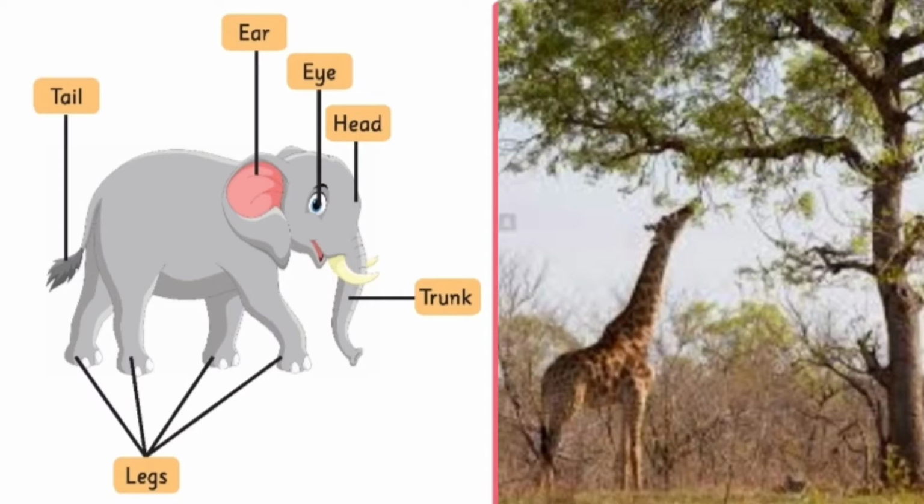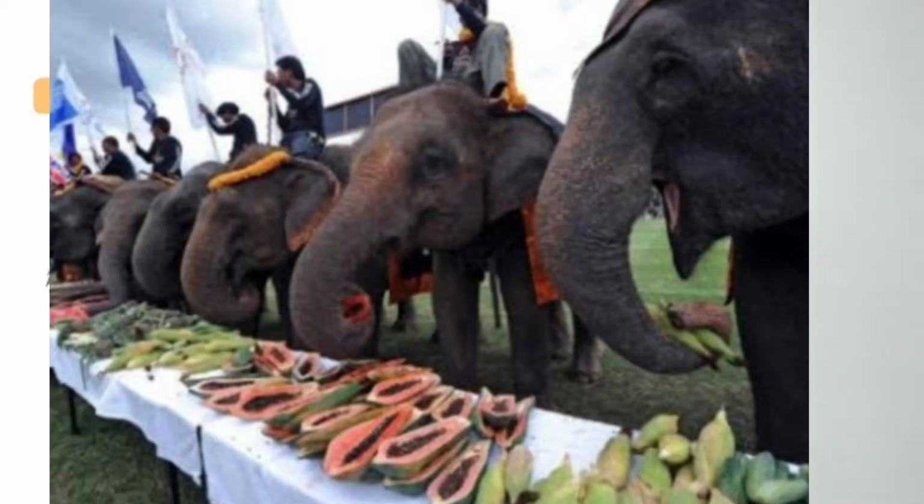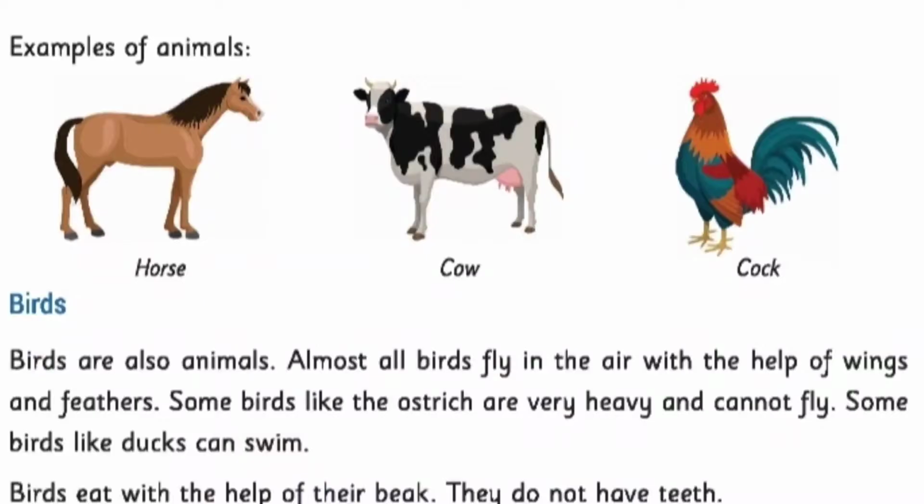And elephants use their trunk to lift their food. അപ്പോൾ എലിഫൻറ്റ്സ് എങ്ങനെയാണ് ഫുഡ് എടുക്കുന്നത്? നമ്മളെല്ലാവരും കണ്ടിട്ടുണ്ട് അല്ലേ? എലിഫൻറ്റ്സ് തുമ്പിക്കൈ യൂസ് ചെയ്തിട്ടാണ് അതിൻ്റെ ഫുഡിനെ എടുക്കുന്നത്. Look at the next page, page number 31. You can see some examples of animals here: horse, cow and cock.